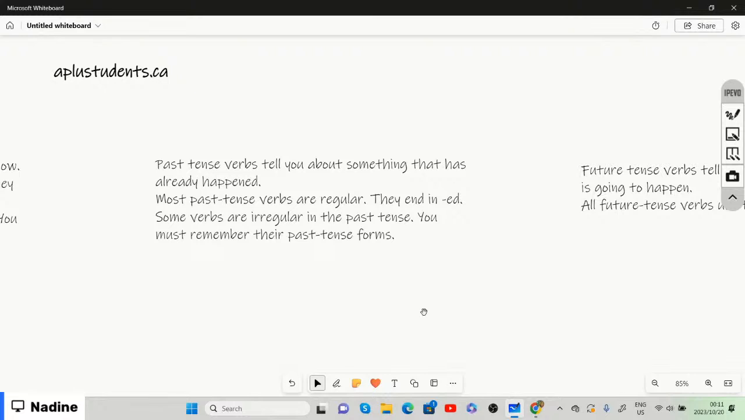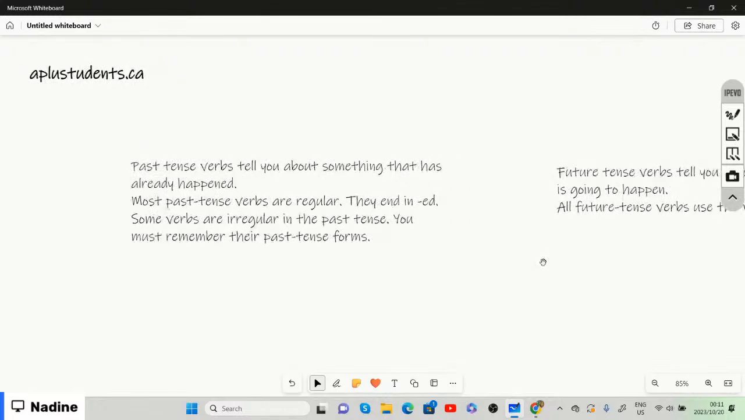Some verbs are irregular in the past tense, and you must just remember the past tense form. If a verb is irregular, there's no rule like just adding an ed. You are just going to have to remember whatever the form is, for example sing, sang, run, ran. That's how the verb basically changes. It's not just saying you add ed or you add a d.